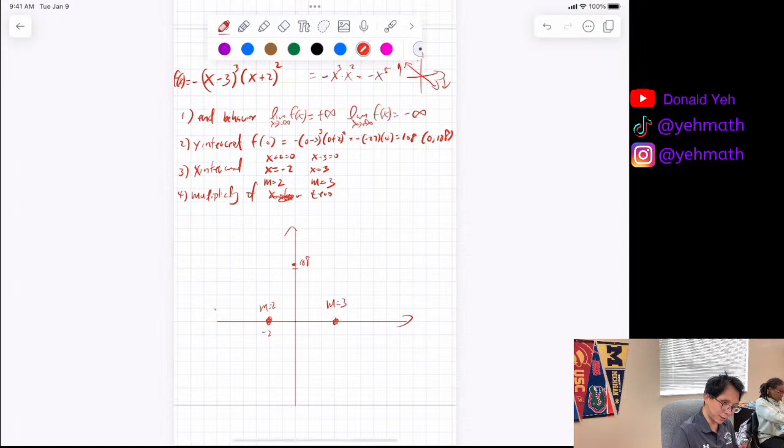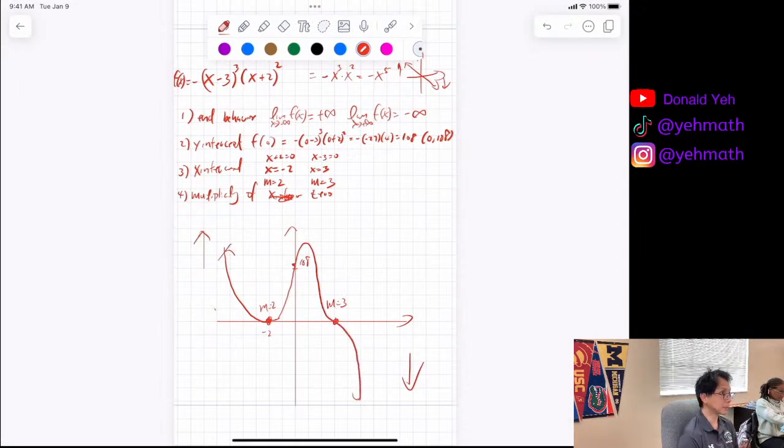And the end behavior is going to be this side is up, this side is down. So this part is going to behave like a parabola because multiplicity is equal to 2. It's going to go up, it's going to come back down. It looks like a waterfall. And there we go, the finished graph.